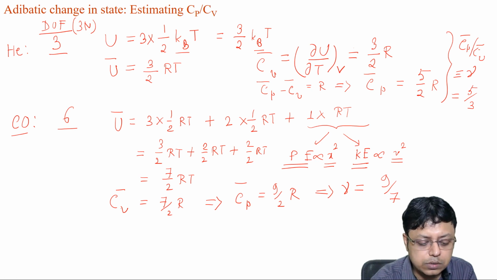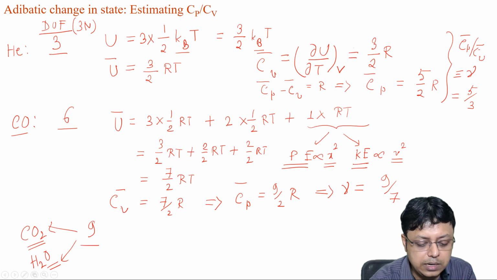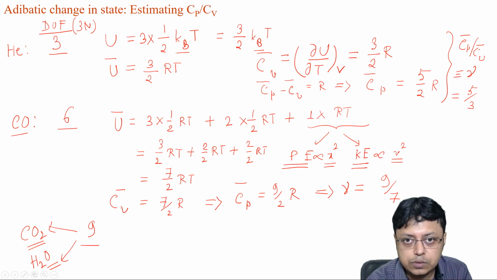In that way you can also calculate carbon dioxide, which is a linear molecule, and H2O, which is a nonlinear molecule. Both carbon dioxide and H2O have 3n equivalent to 9 because there are 3 atoms. However, the calculation will be different for the linear and nonlinear molecule.